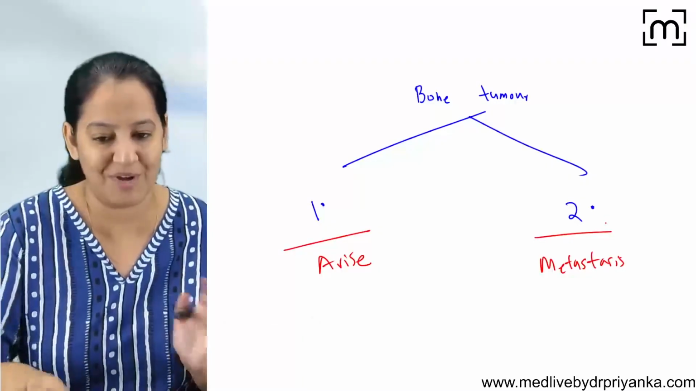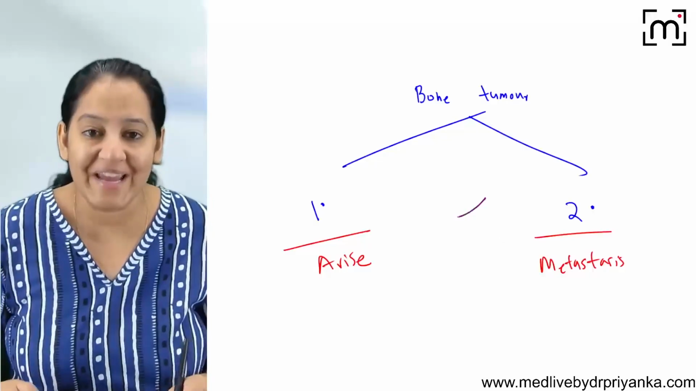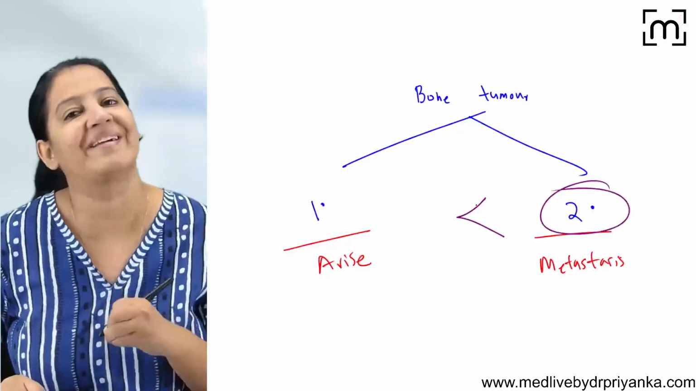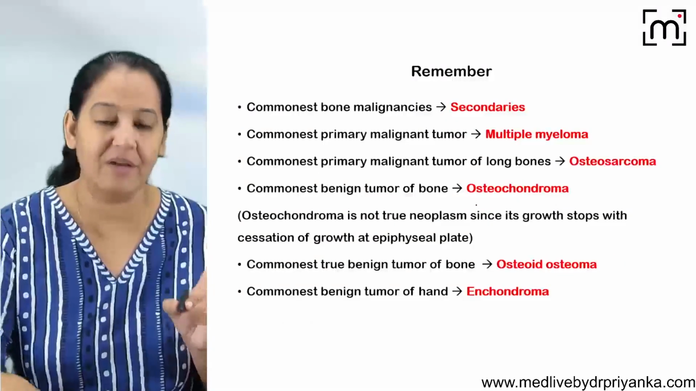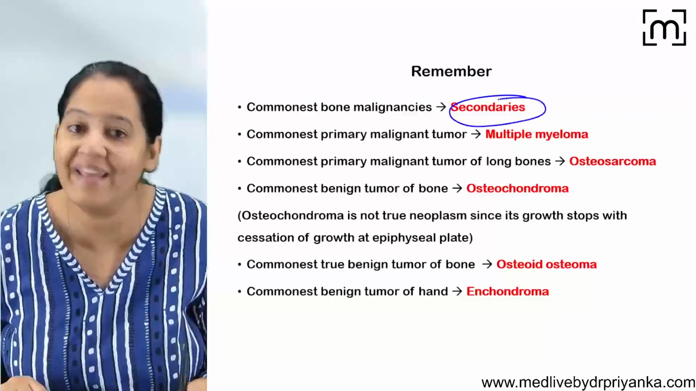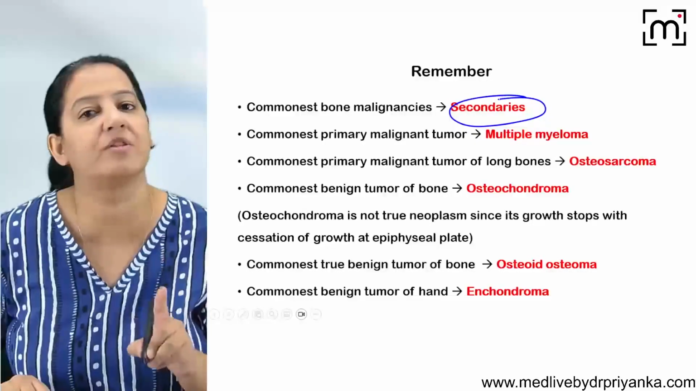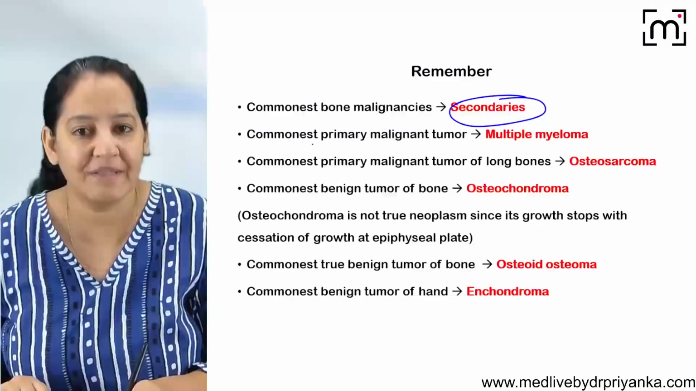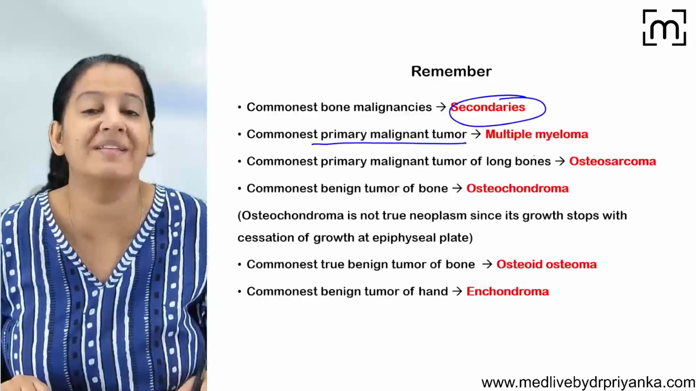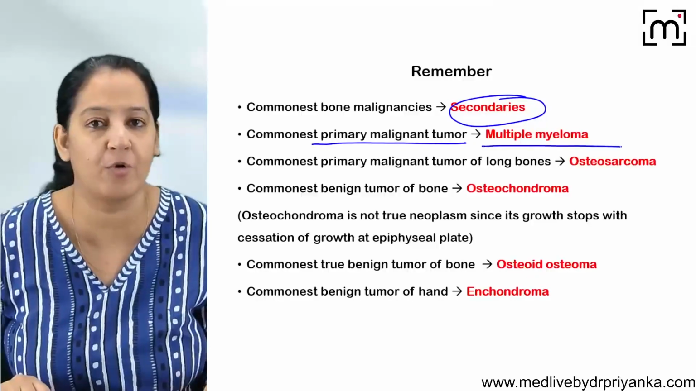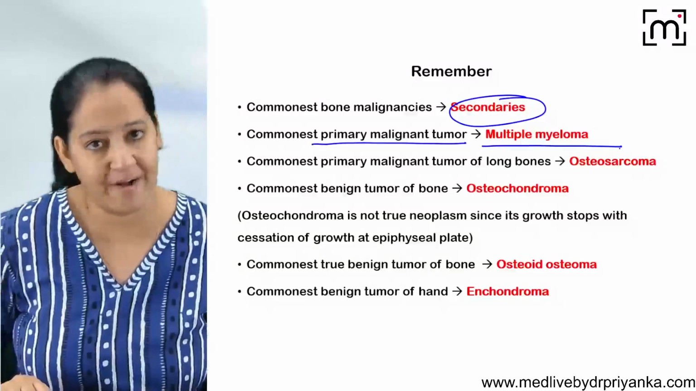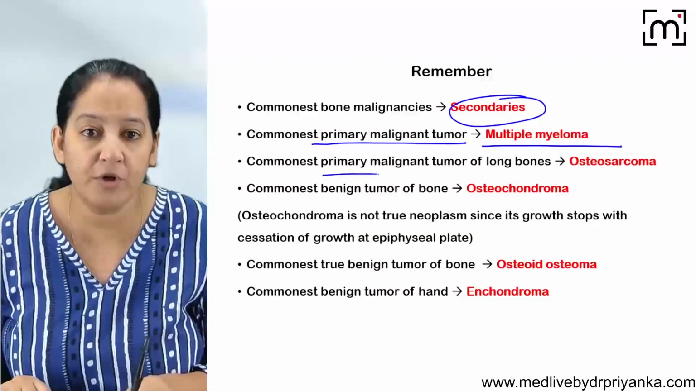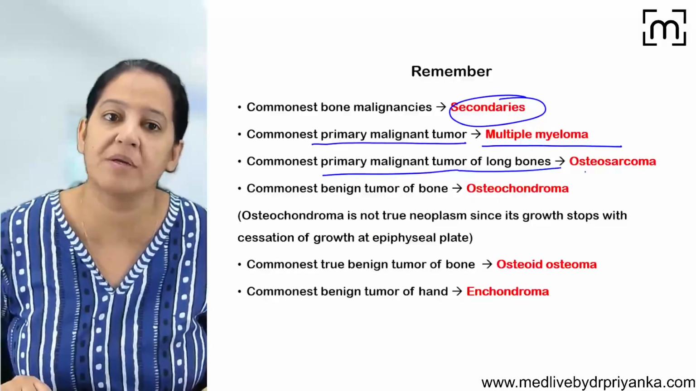Which is more common in bones, primary or secondary? In the bones, secondaries are more common than primary. So the most common tumor in the bone is secondary, that is metastasis. So the first thing you have to learn: the most common tumor in the bone is secondary, not primary. Among the primary, which is the most common? Among the primary, the most common tumor in the bone is hematopoietic tumor, that is multiple myeloma. But mostly it involves the flat bones. It can involve long bones also, but mostly flat bones. Among the primary bone tumors of the long bones, the most common tumor is osteosarcoma.